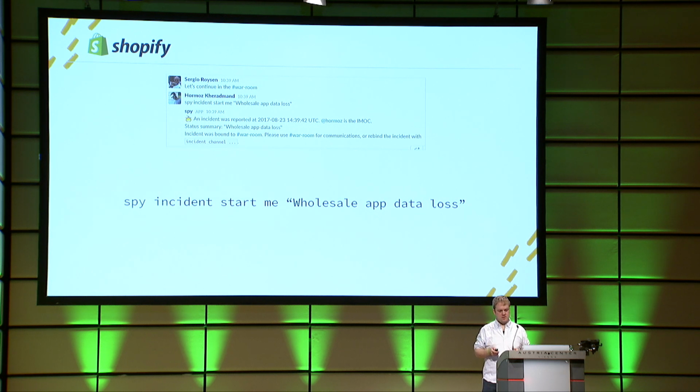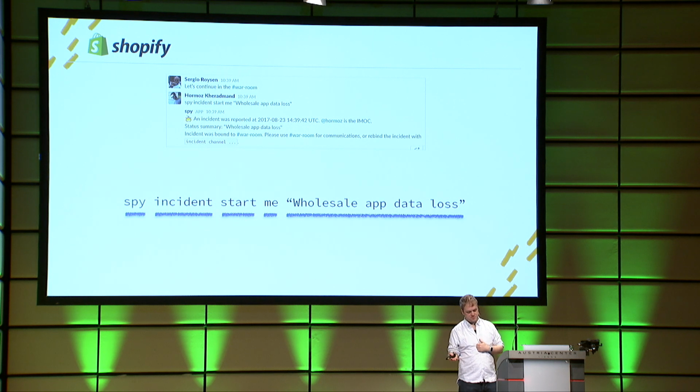It's fine. But to start an incident, which is a fairly critical workflow for any company, using Spy, you have to remember five things. You have to remember the name of the tool. OK, we'll assume that everyone knows the name of the tool. You have to remember the action you want to take, in this case, incident. You have to then tell it you're starting an incident. You have to identify who the IMOC is. In this case, he's assigning it to himself. And you also have to remember to give some detail.